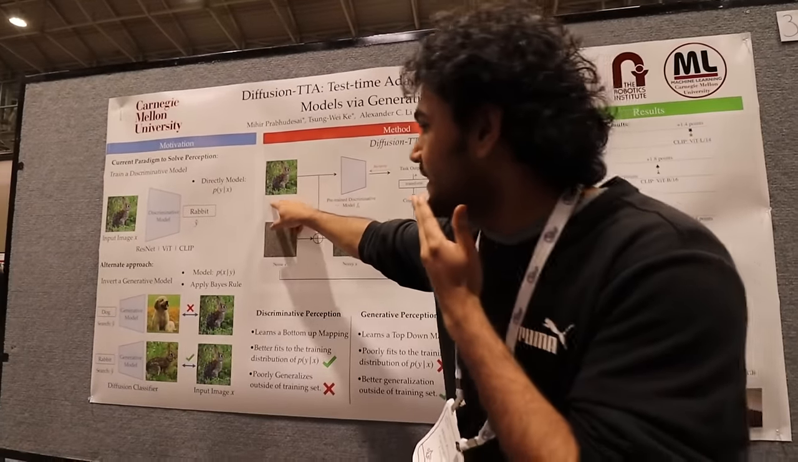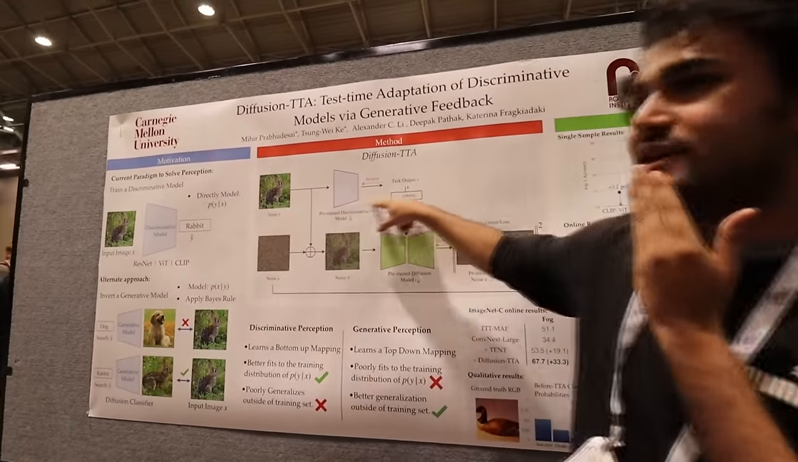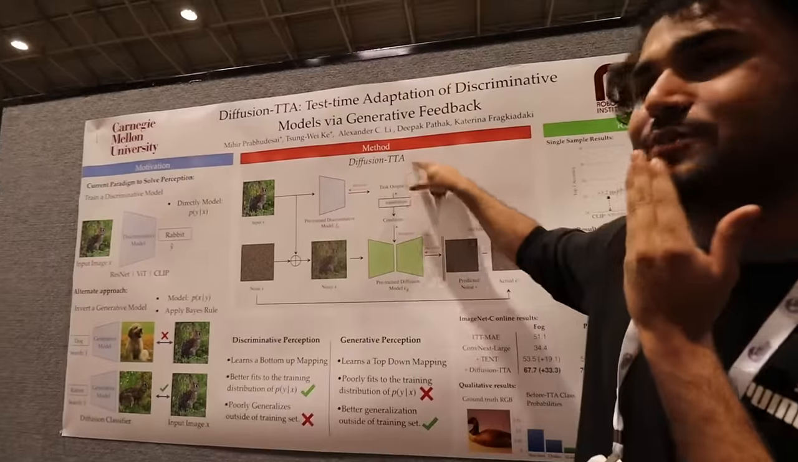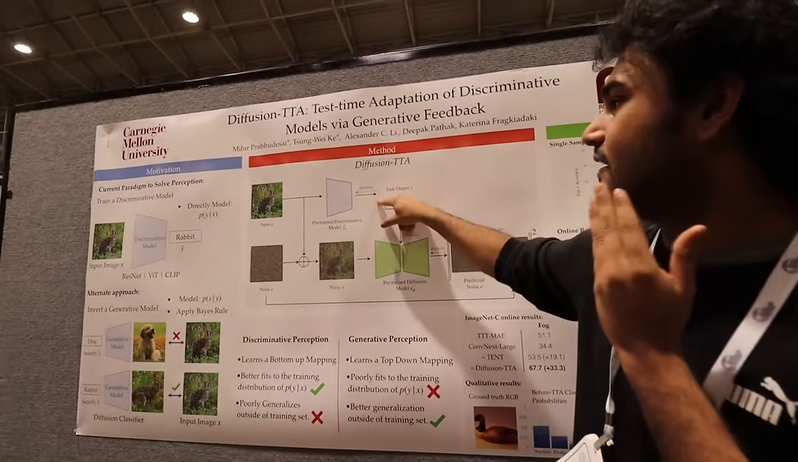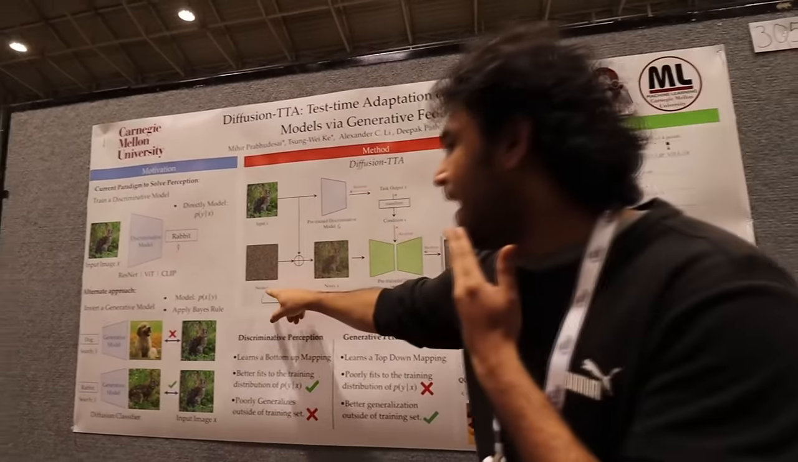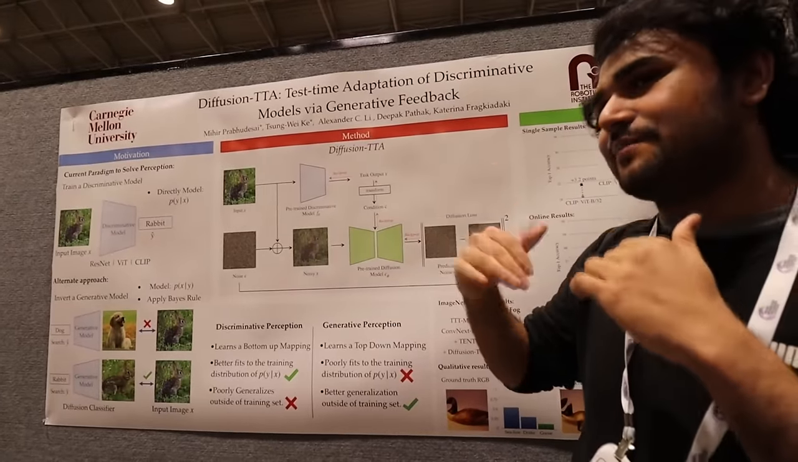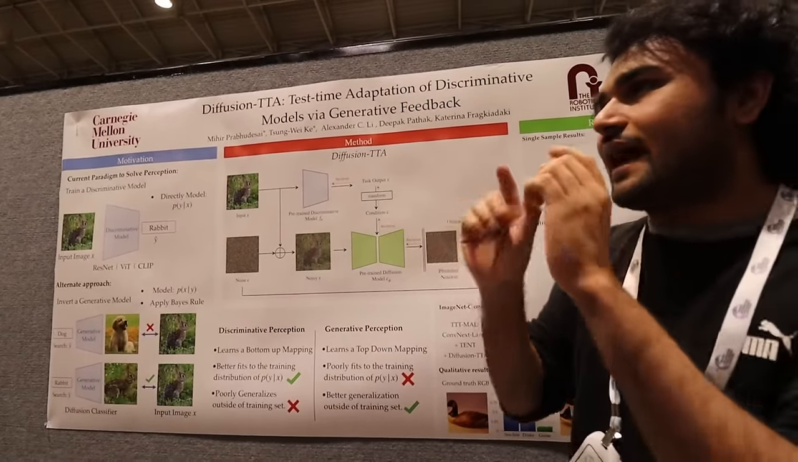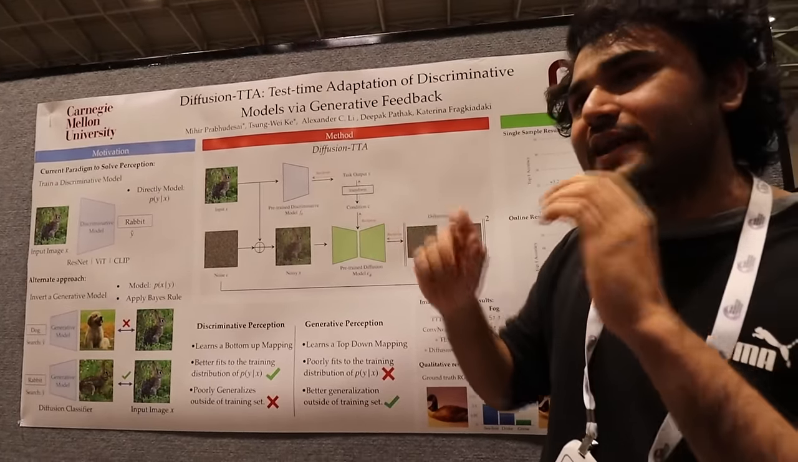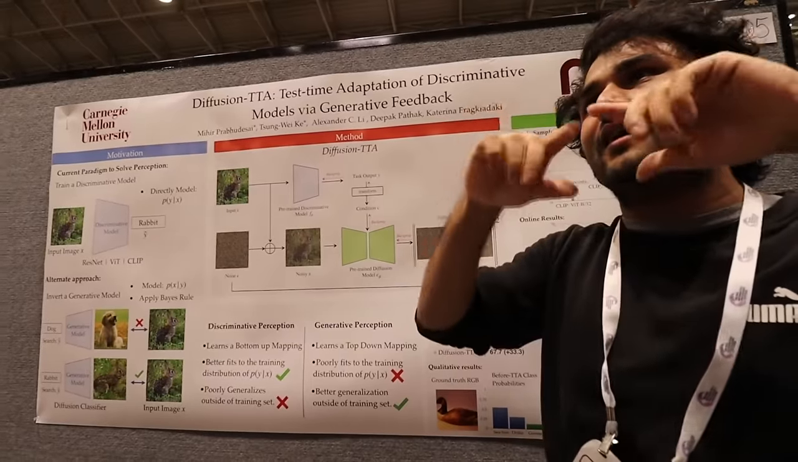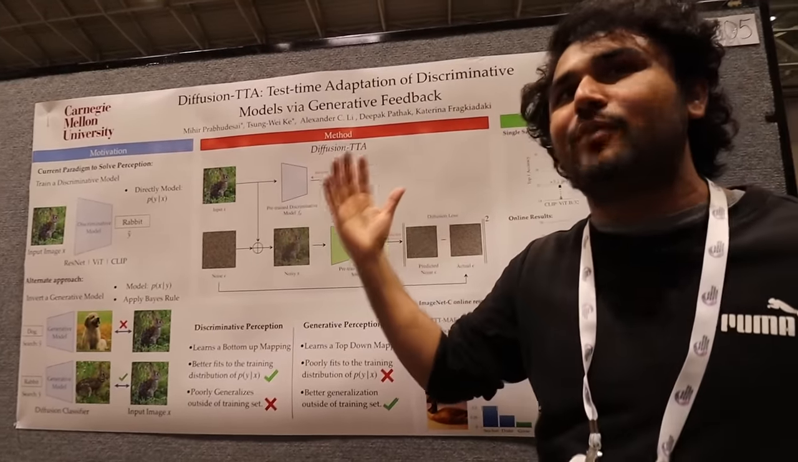So the idea is simple. Given an input image X, pass it to the discriminative model. You get some class probabilities if it's a classifier, which is the task output Y. And a pre-trained generative model expects some class embedding as input. So the class embedding that is input during training, you can think of it as a one-hot probability over all the possible class embeddings.